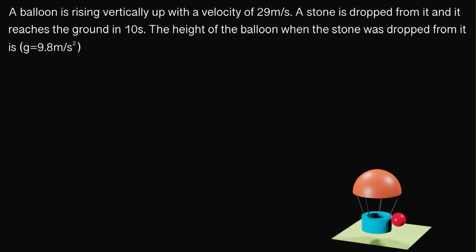A balloon is rising vertically up with a velocity of 29 meters per second. A stone is dropped from it and reaches the ground in 10 seconds. The height of the balloon when the stone was dropped is?